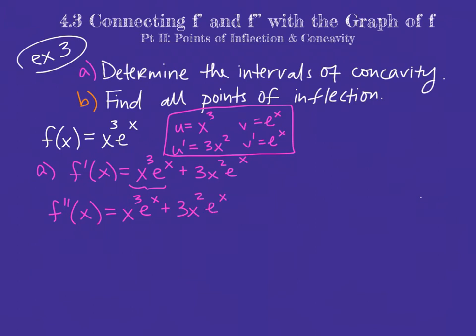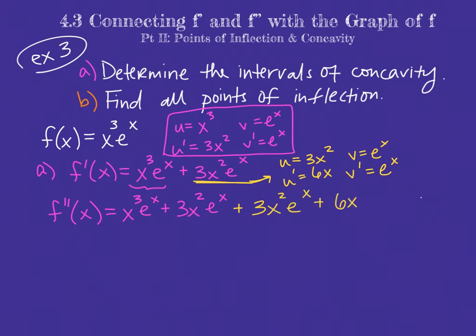Then we have to find the derivative of this guy right here using the product rule again. So this u and v, u this time will be 3x squared, and v will be e to the x. U prime will be 6x, and v prime will be e to the x. Pretty cool. So we're going to add on 3x squared times e to the x. I love these patterns. They're so fun. Plus 6x e to the x. All right, so that's our f double prime, these four terms here in two different colors.